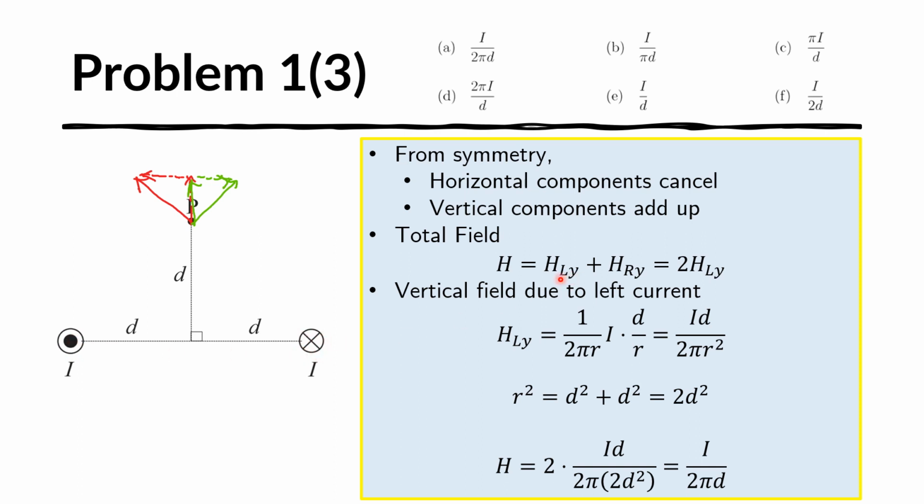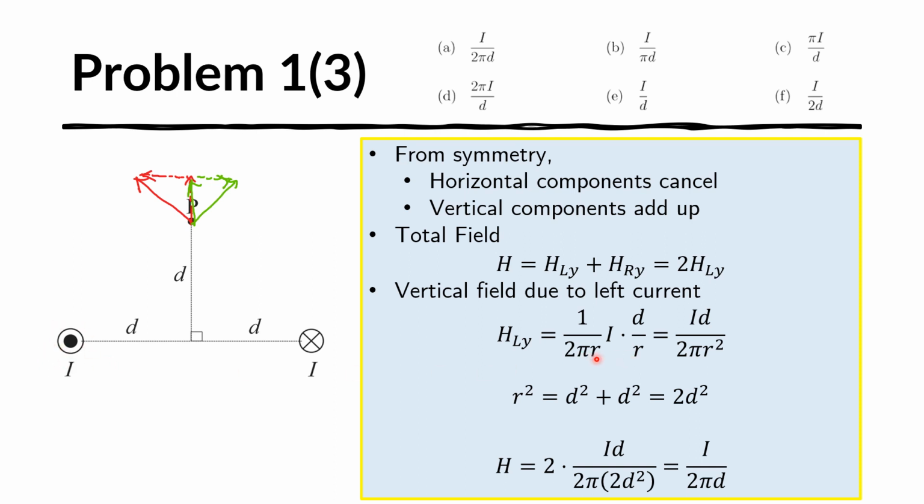So we call that H sub L sub Y, where H left is the wire on the left, and the Y is the vertical component from here. And because we know that they are equal, we can just use either one of them and multiply it by 2. Here we will use the left current carrying wire. So we will use H sub L sub Y, and that is the vertical component of the magnetic field due to the current on the left.